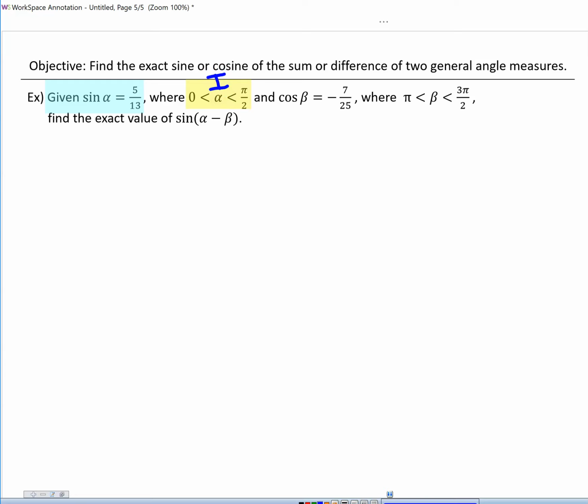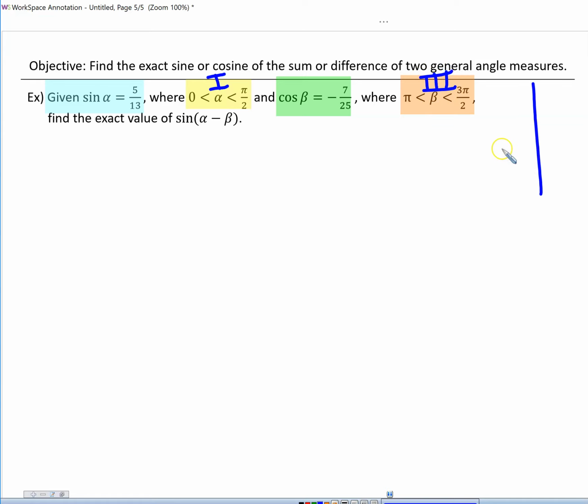We are also given the cosine of angle beta. Again, we have no idea what measurement beta actually is, nor do we need to know it. We are also told that angle beta is between pi and 3 pi halves radians. So we need to know that that puts it into quadrant 3.